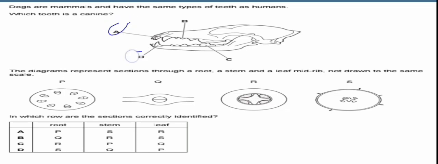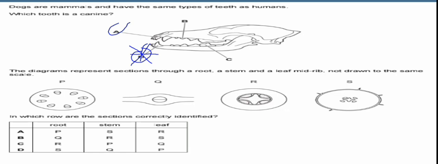Then D, it is called the canine. So D is the answer, which is the canine. Then as for B, these are called premolars. Then C, they are called molars. So those are the types of teeth.